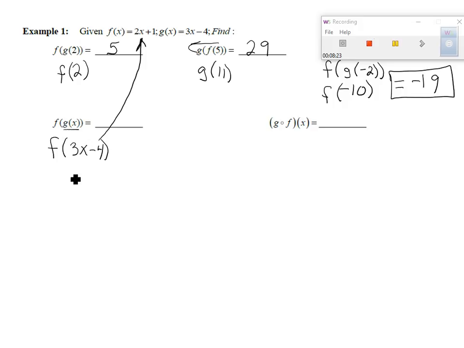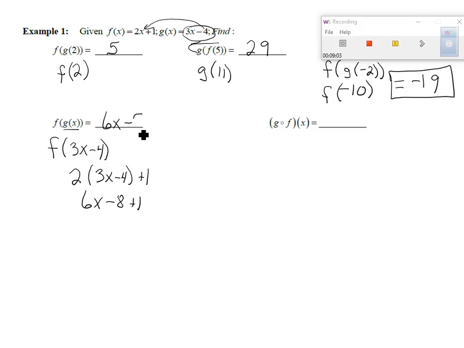So here's what I've got. I've got a 2, and then I've got a 3x minus 4 plus 1. So guys, let me hit that again. I know this can be confusing. So to find f of g of x, it really says take the function of g, dump it into the function of f. So I'm going to have a 2, the 3x minus 4 in parentheses, and then plus 1. Now let's simplify this. I'm going to get 6x minus 8 plus 1. Ending answer, 6x minus 7.